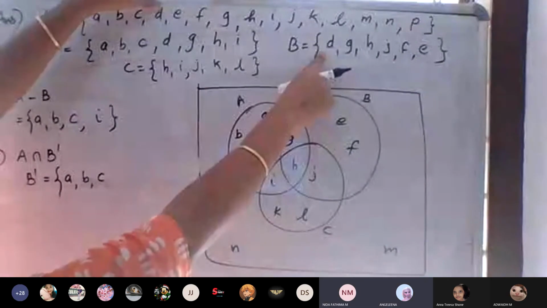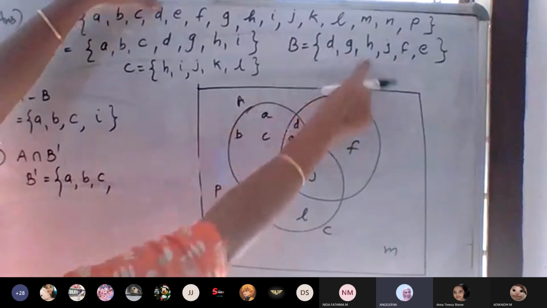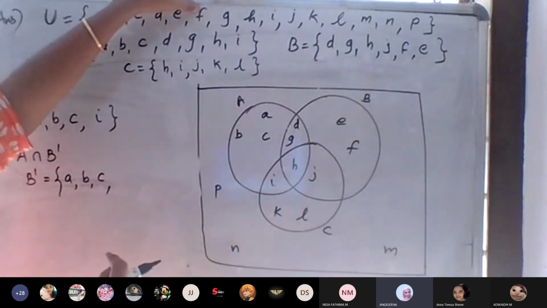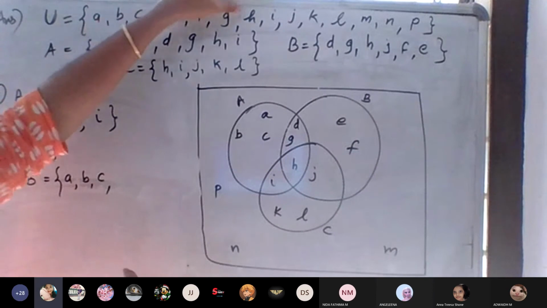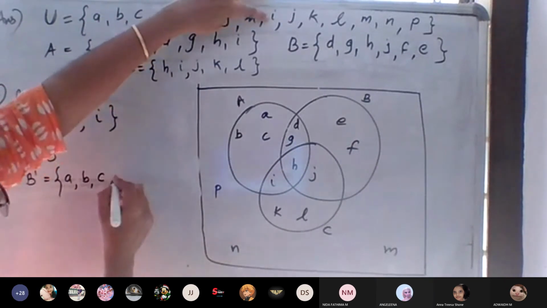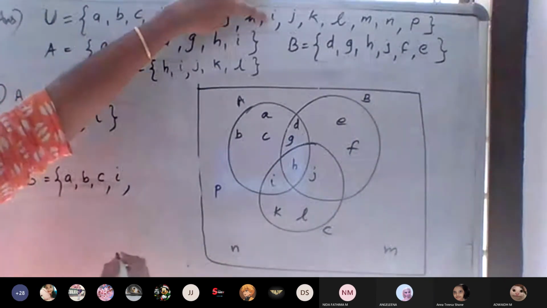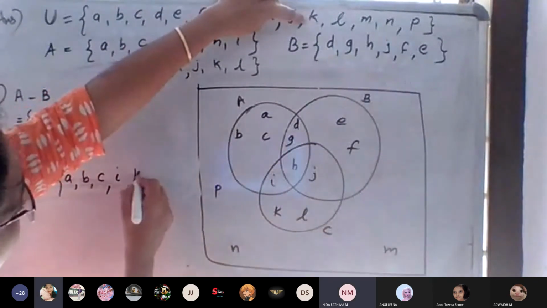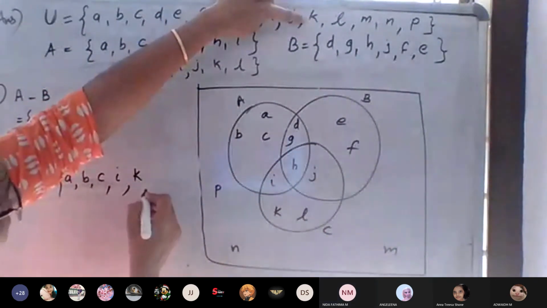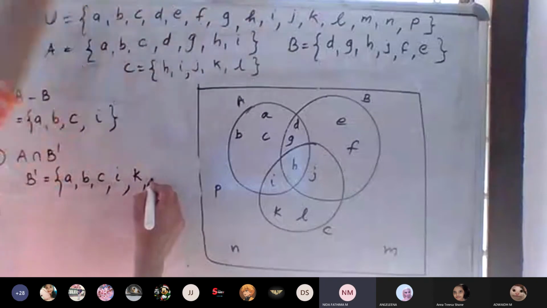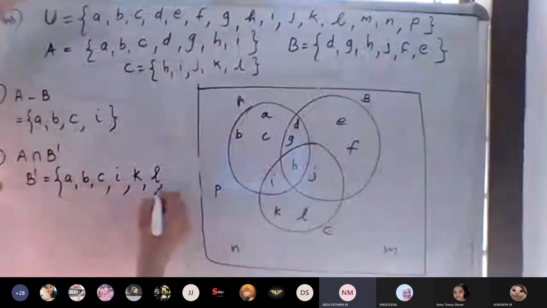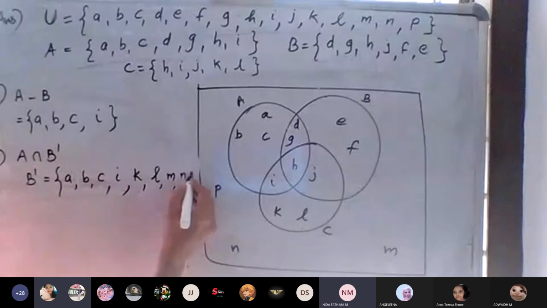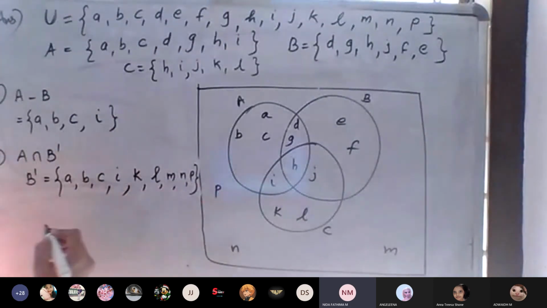A, B, C, D is there. E also there. F also there. G also there. H also. Then I, then J is there. Then K, L, M, N, P. That is B complement.